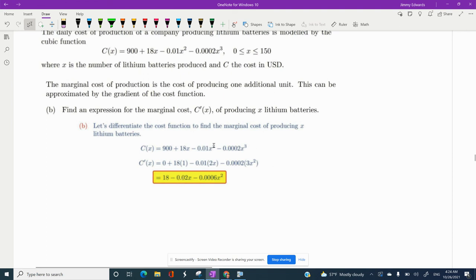And then subtract 1 from the exponent 2, which gets us 1. And then for the derivative of the final term, the 3 comes down, and then 0.0002 times 3 is 0.0006. And then the x cubed becomes x squared, because again, we subtract 1 from the exponent. So it kind of looks like a crazy word problem, but it's just saying take the derivative. And we're good to go.